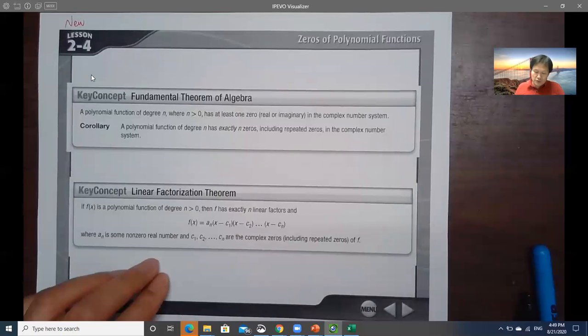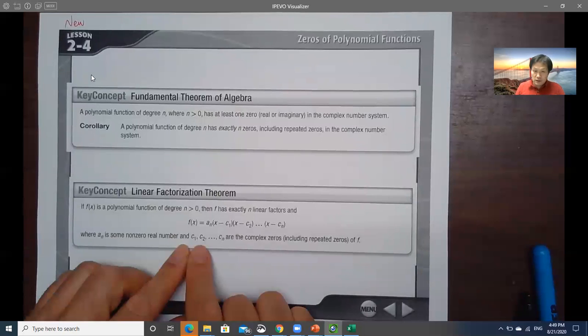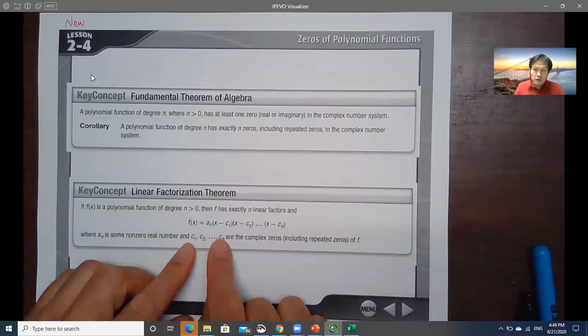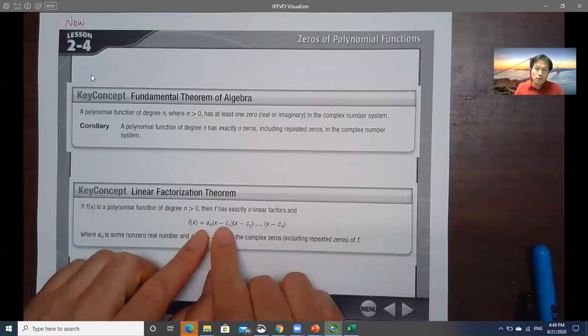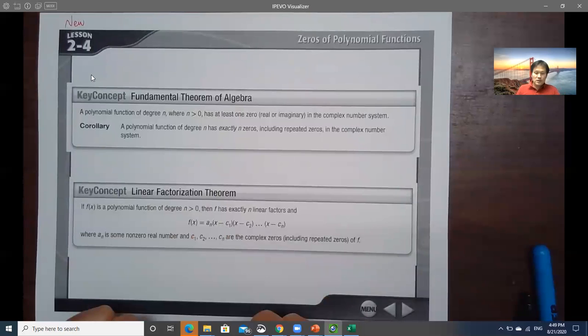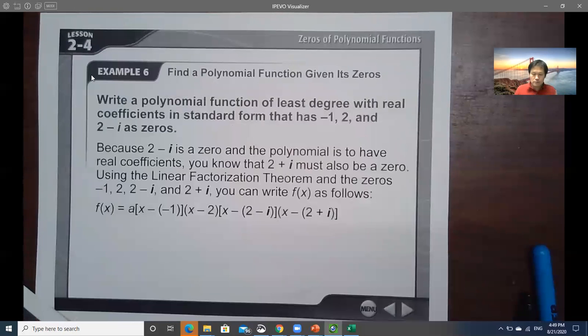Linear factorization theorem: if you have zeros c1, c2, c3, and so on, you can write the polynomial in factored form. It's easier with an example, so let me just move on.